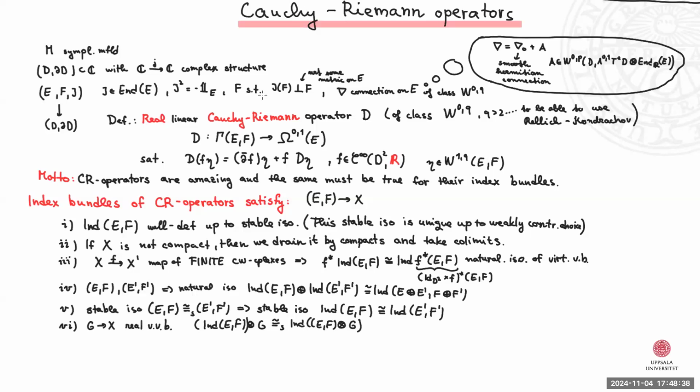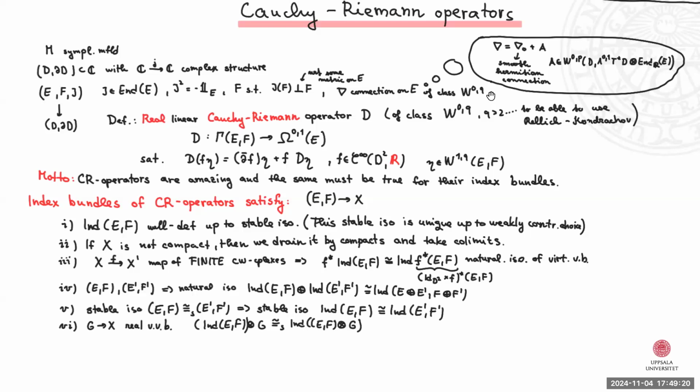That means that when you choose some metric on E, this endomorphism maps your F to something which is normal or orthogonal to the original space that you started with. Okay, so that is something that we are gonna talk about. And what more are you gonna choose? So you're gonna choose some connections on E. And the fun part is that this connection can't be smooth. It's of some Sobolev class.